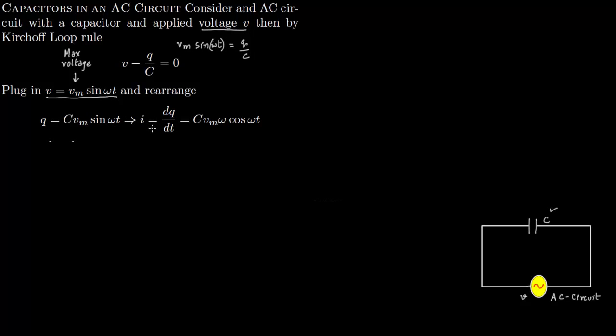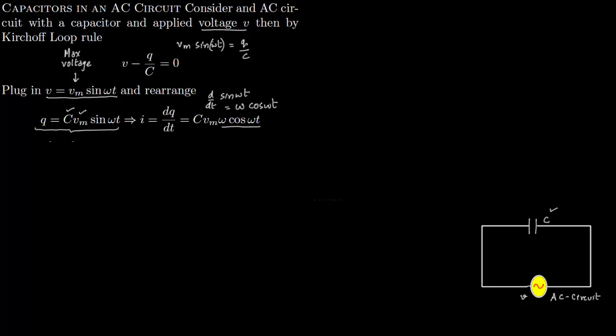Now current, you know, is equal to charge flowing per unit time. So current is dq by dt. This we have also explained in previous lectures. So you just differentiate this expression now. C and Vm are constant, they come out, and you know that d by dt of sine of omega t is nothing but omega times cos of omega t. So this is how you get omega times cos of omega t here.